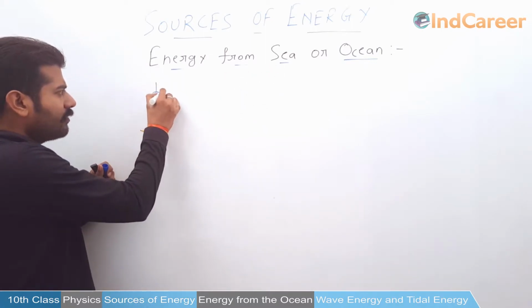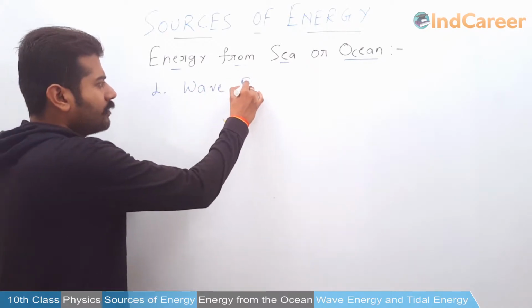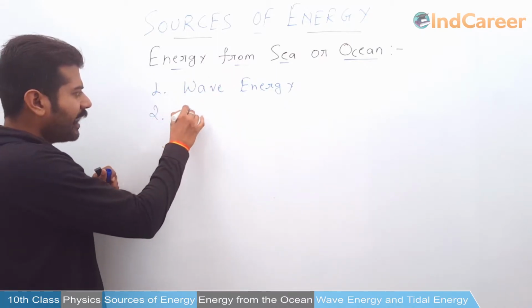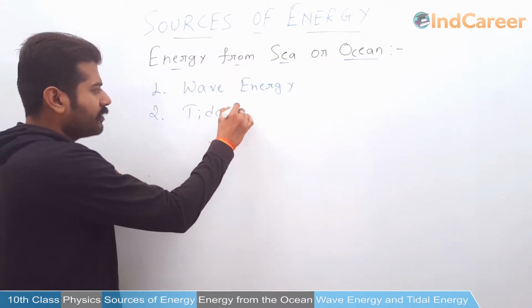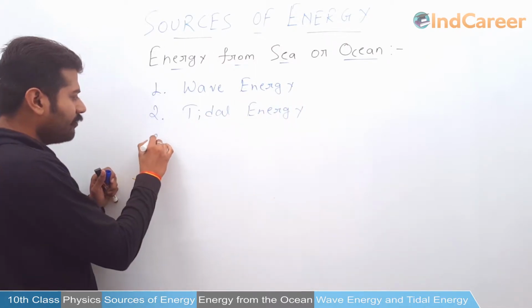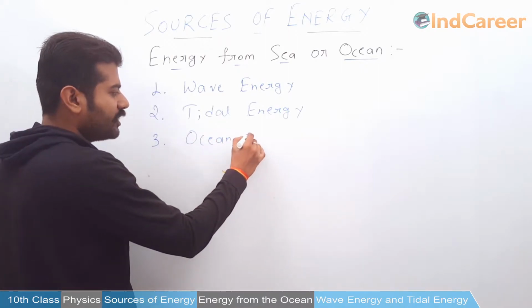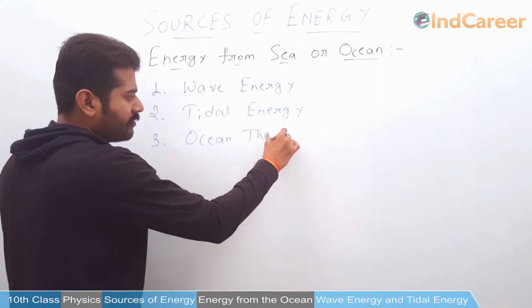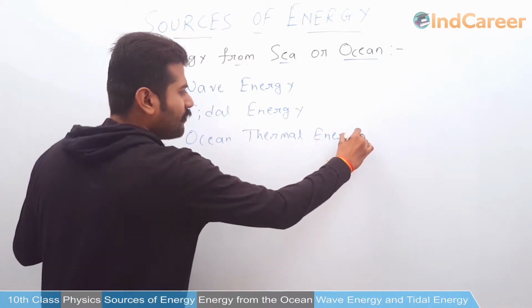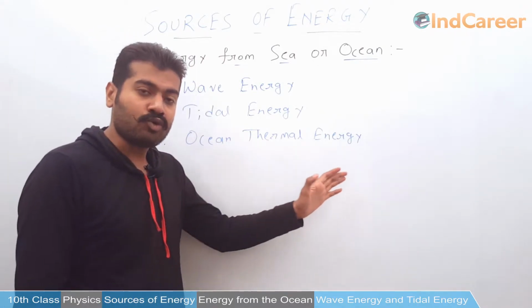First of all, we have the wave energy of the water. Second, we have the tidal energy of the water. And third, we have ocean thermal energy. So these are the three forms of energy which we can extract from the sea or any ocean.